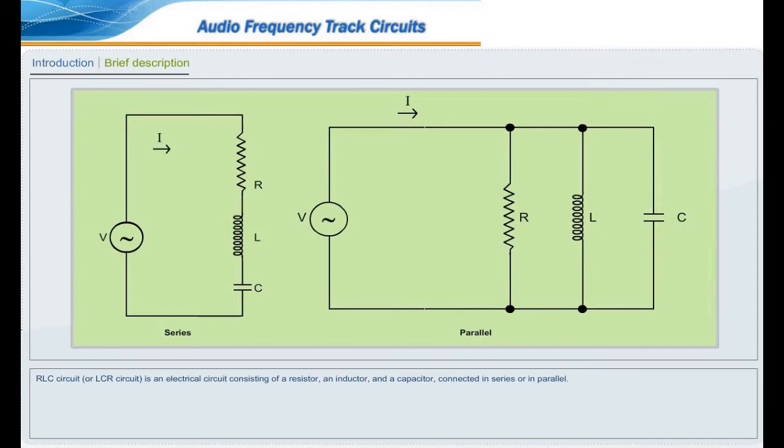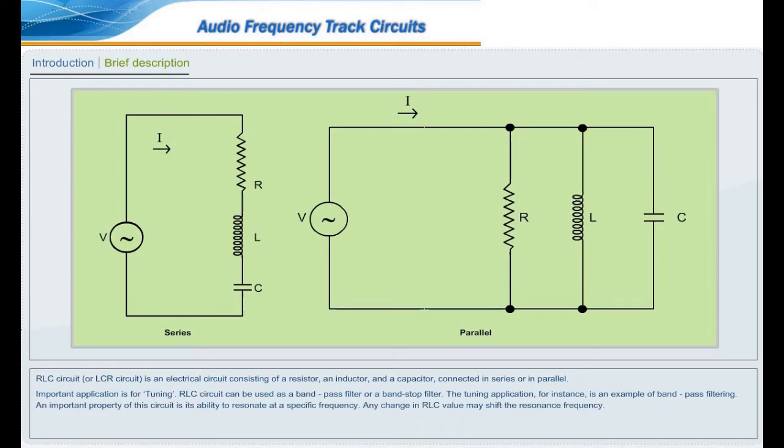RLC circuit or LCR circuit is an electrical circuit consisting of a resistor, an inductor and a capacitor connected in series or in parallel. Important application is for tuning. RLC circuit can be used as a band pass filter or a band stop filter. The tuning application, for instance, is an example of band pass filtering. An important property of this circuit is its ability to resonate at a specific frequency. Any change in RLC value may shift the resonance frequency.